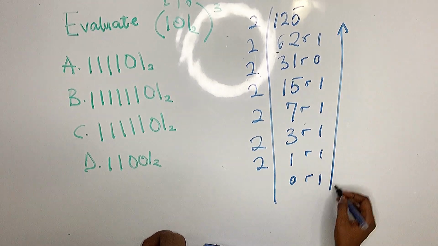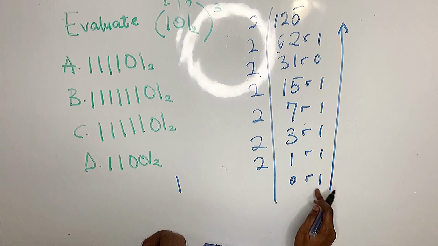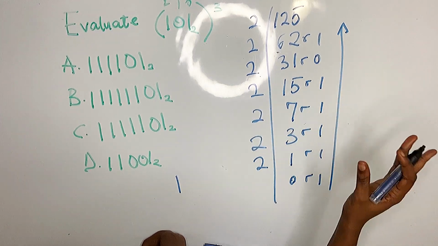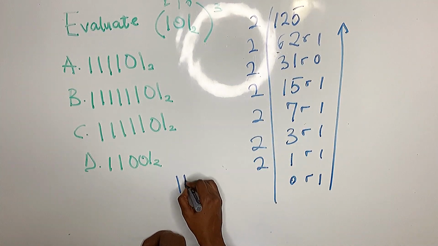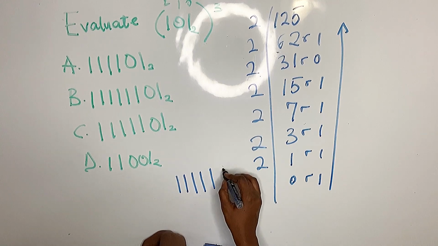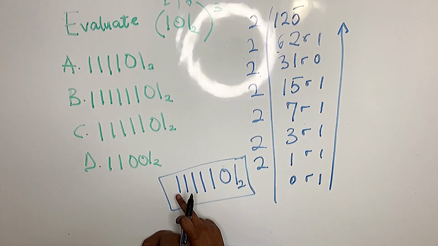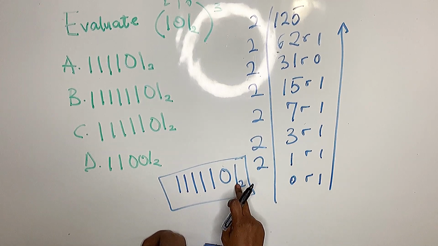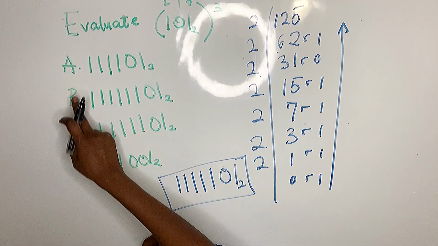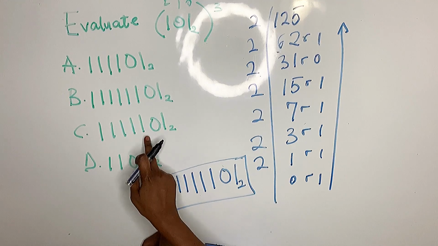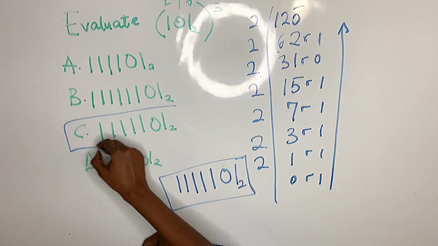So we're left with 1, 1, 1, 1, 1, 1, 0, 1. Reading the remainders, that is five ones, then 0, 1: 1111101 in base 2. This is how I usually count my own so I don't make mistakes. And that will be answer C.